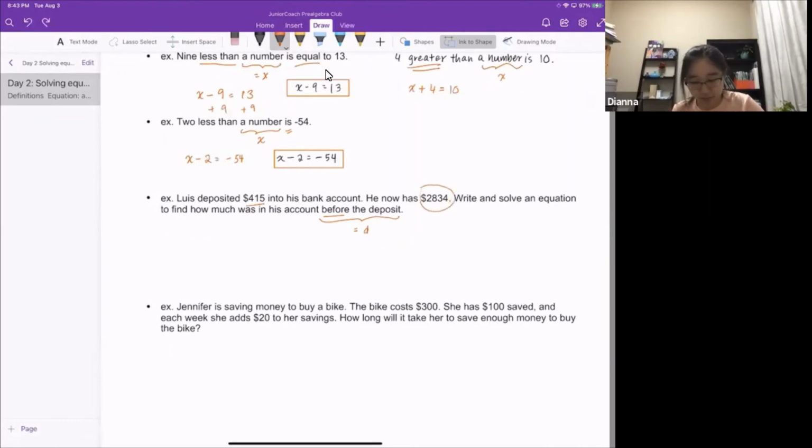2,834. So I'm going to say this. This is going to be my expression or equation. See, I always mix those terms up. So D plus $415 equals 2,834.